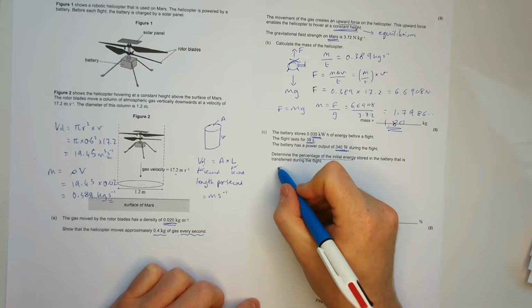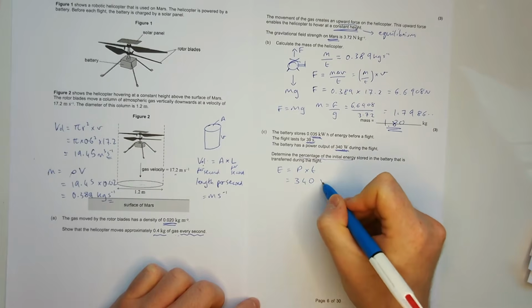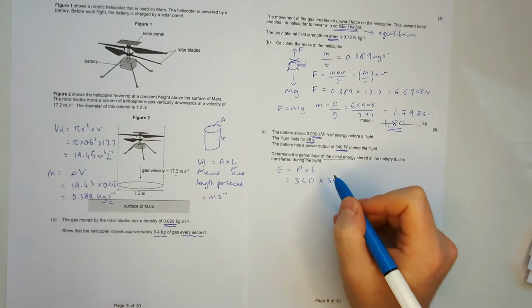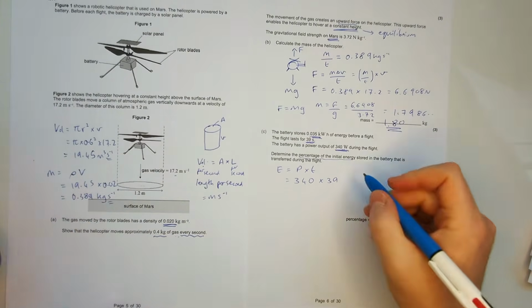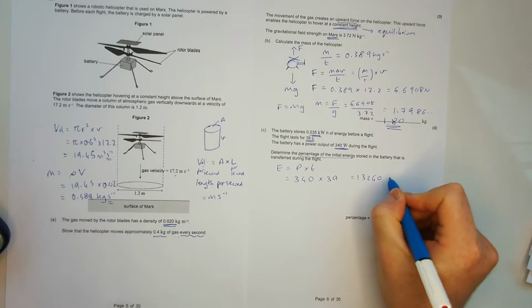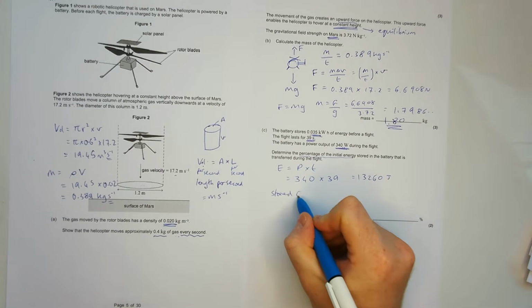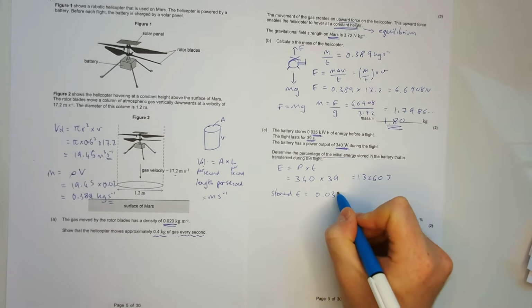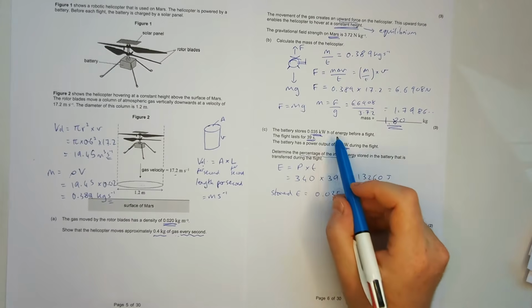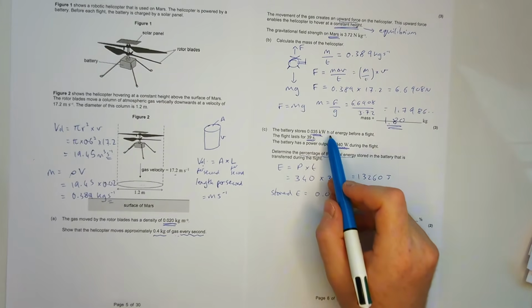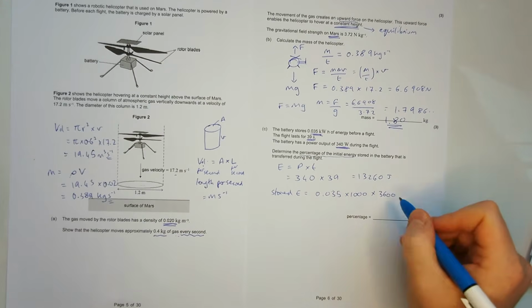So during the flight, we know the energy is going to be equal to power times time, which is 340 times 39 seconds. Let's get marks for doing that straight away. So 340 times 39 is 13260. And then the amount stored, so the stored energy is going to be equal to 0.035, and that's in kilowatt hours. So we times by 1,000, and because it's given in hours, we can then also times by 3,600 to get it into joules, because that's per second.